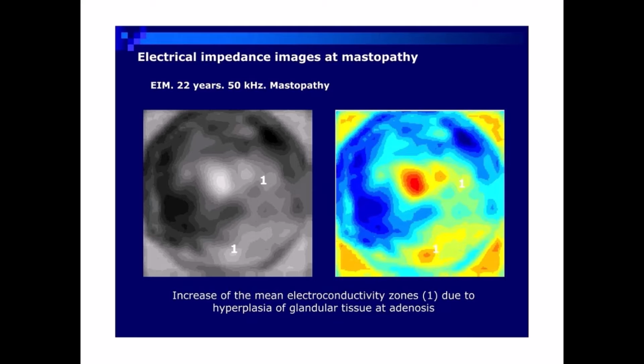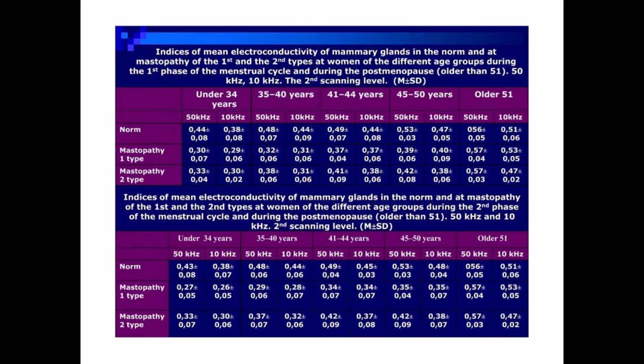Indices of mean electroconductivity of mammary glands in the norm and at mastopathy of the first and second types, in women of different age groups during the first phase of the menstrual cycle and during the post-menopause, older than 51. 50 kHz, 10 kHz. The second scanning level.